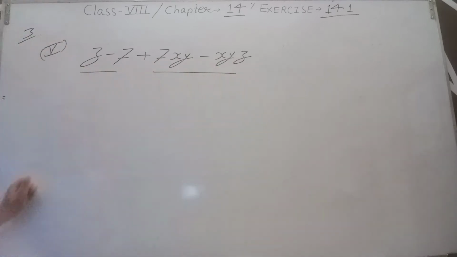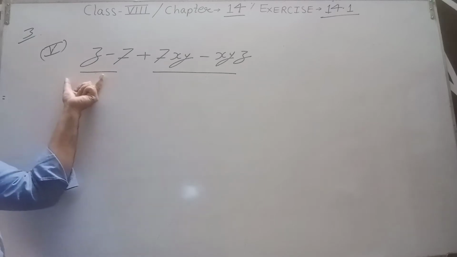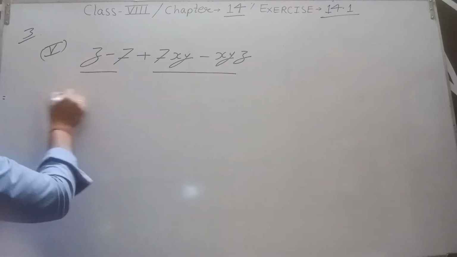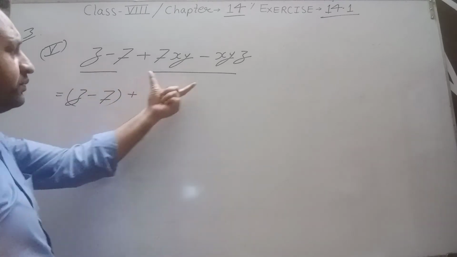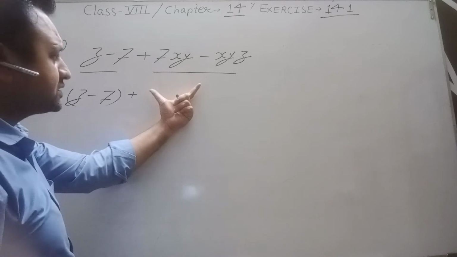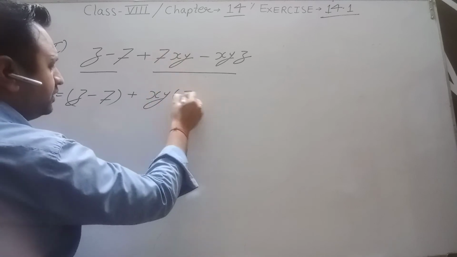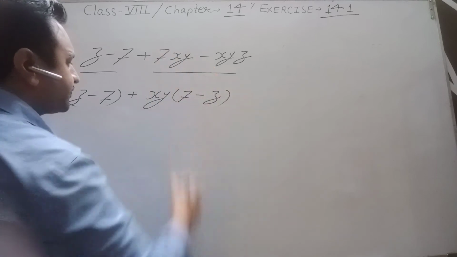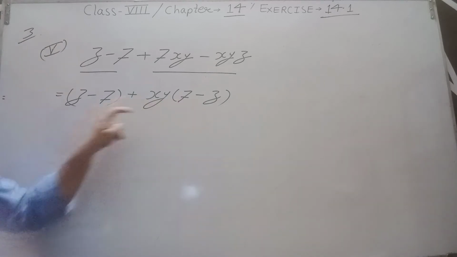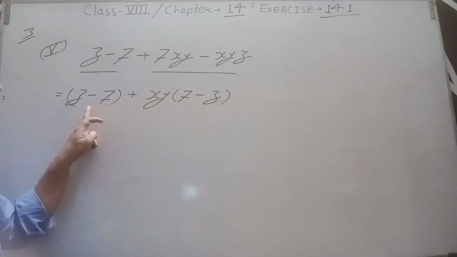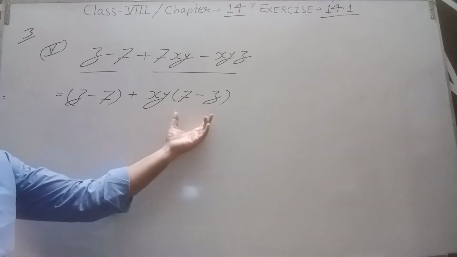In the first binomial, we observe that we can't take any number or variable as common, so we just note down z minus 7. And in this binomial, we observe that we can take x and y as a common factor. So in the bracket the remaining 7 minus z. And after this, we observe that here it is 7 minus z, and here it is z minus 7. Both are the same, but their signs are different.